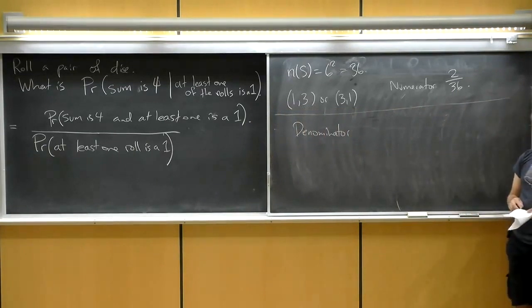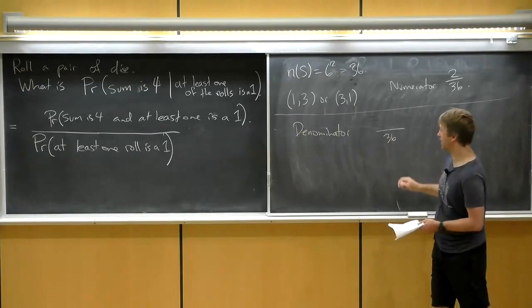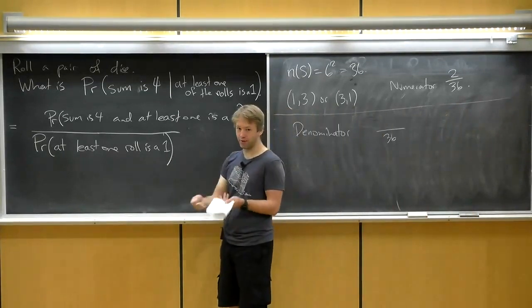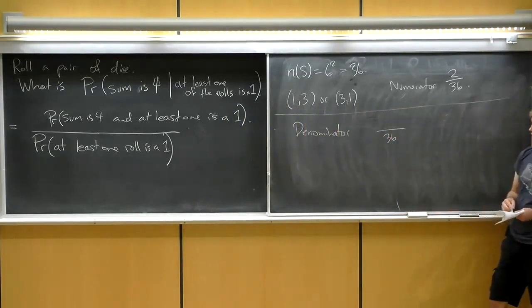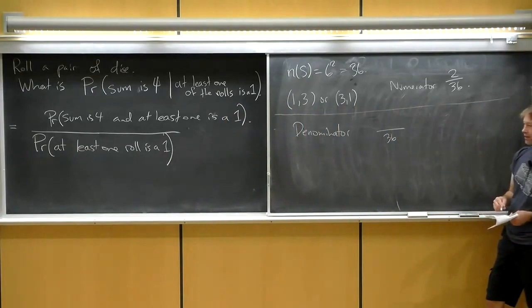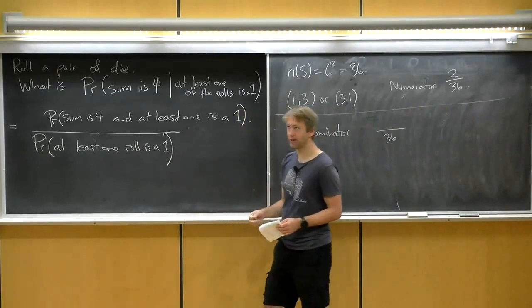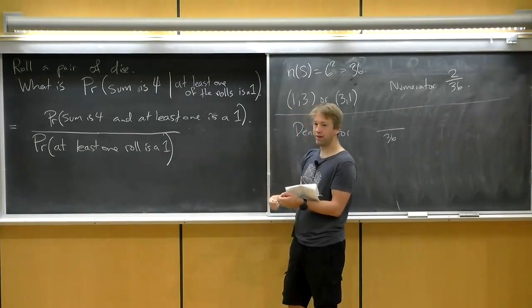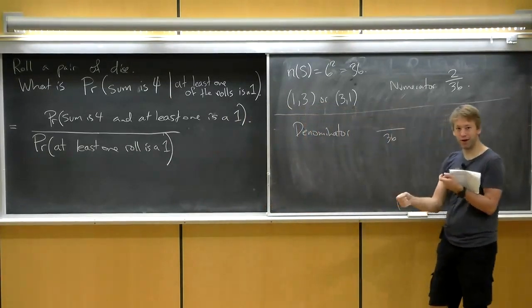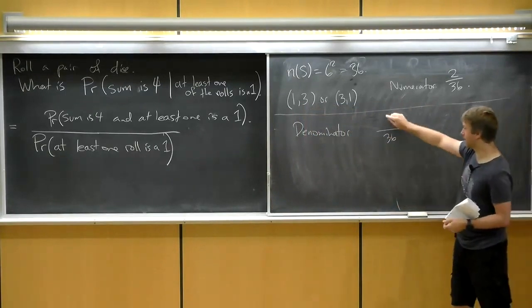Does anyone see what the denominator is? So it's going to be something over 36. So the probability that you get at least one of them is a 1. You're going to have more than that, in terms of how many possibilities there are. You could have 1, 1, 1, 2, 1, 3, 1, 4, 1, 5, 1, 6. Or you could have 2, 1, or 3, 1, or 4, 1, or 5, 1, or 6, 1. So it turns out it's 11.